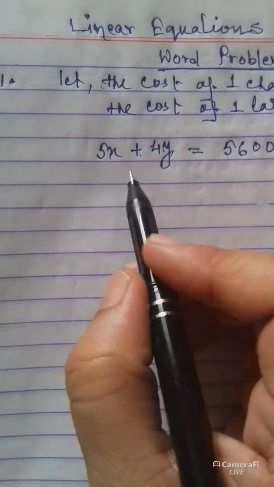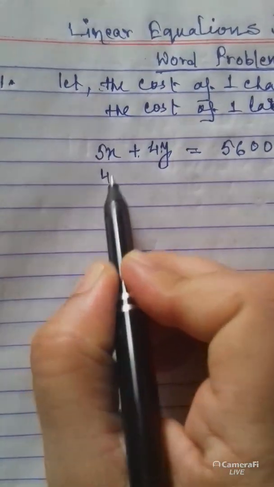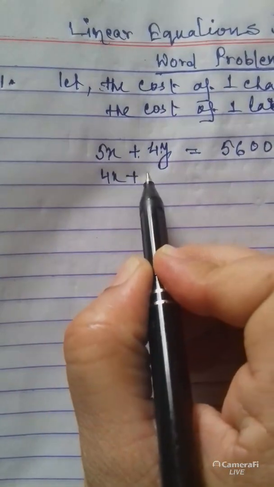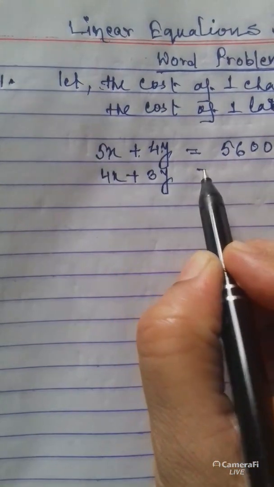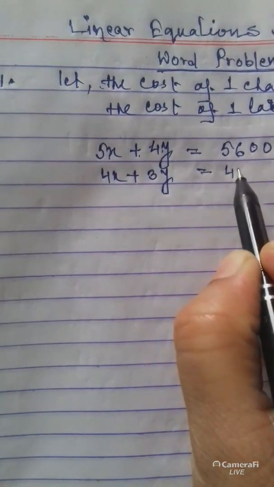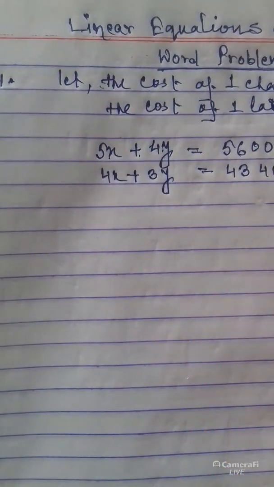And 4 chairs and 3 tables together cost: 4 chairs means 4x plus 3 tables means 3y. Together cost is 4340. This is equation number 2.